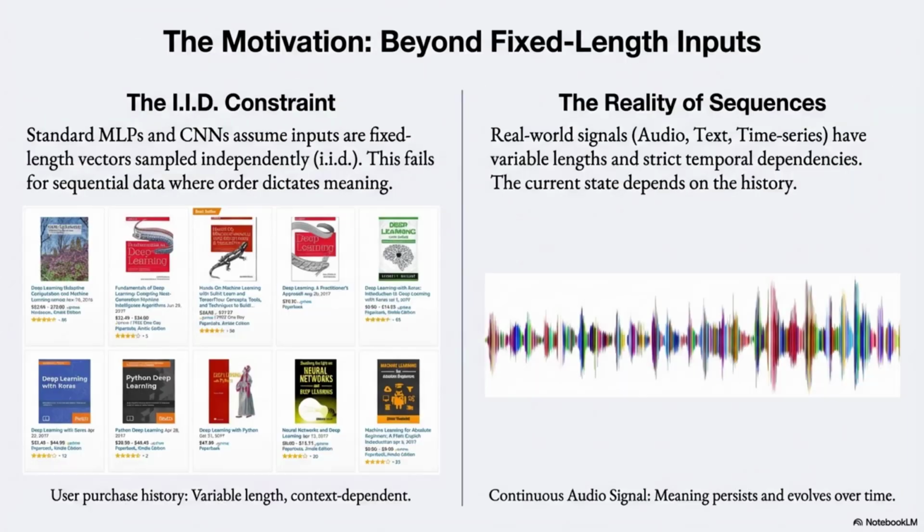So let's start with a fundamental question. Why can't we just throw a standard feedforward network, or a CNN, at problems involving text or audio or time series data? Well, it all comes down to a single, critical assumption that these models make. See, most of the models you're probably familiar with assume that the data is independent and identically distributed, or IID for short. Think about the image on the left, a bunch of book purchases. Does it matter what order we look at them in? Not really. The dataset means the same thing.